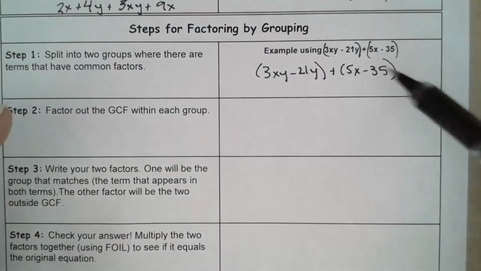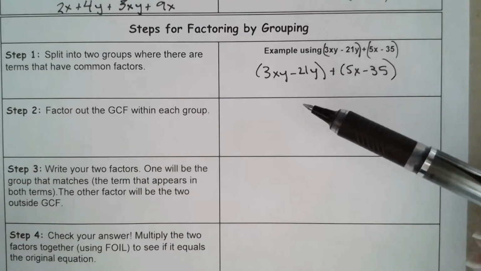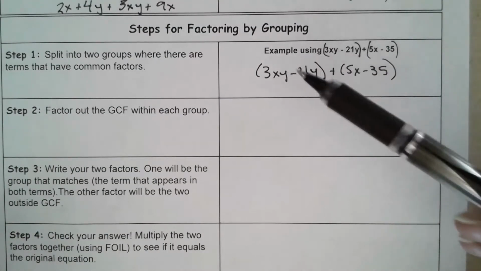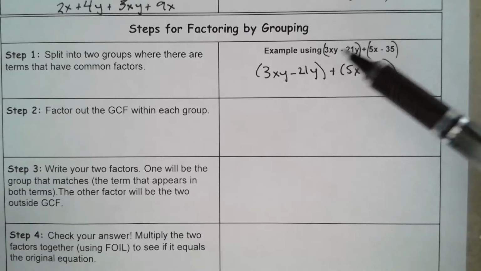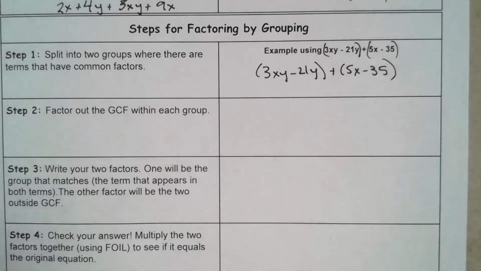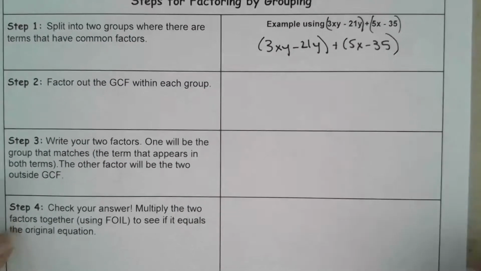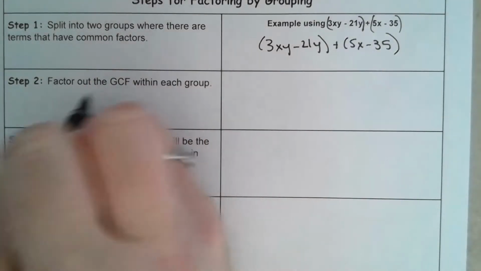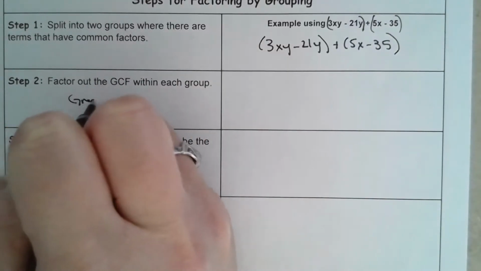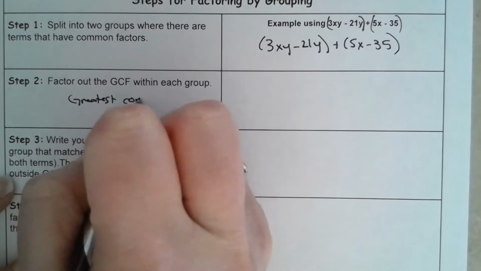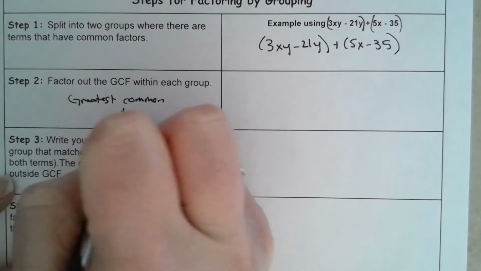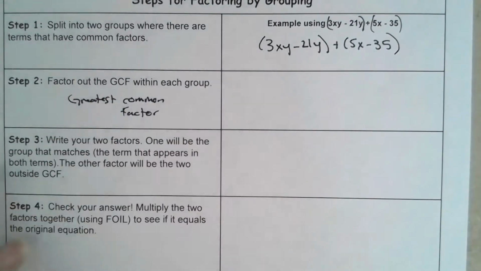I've grouped those into two groupings, and if you notice, this one has things in common and this one has things in common. So what we need to do is figure out what exactly they're going to have in common. So we're going to factor out the greatest common factor, or the GCF.